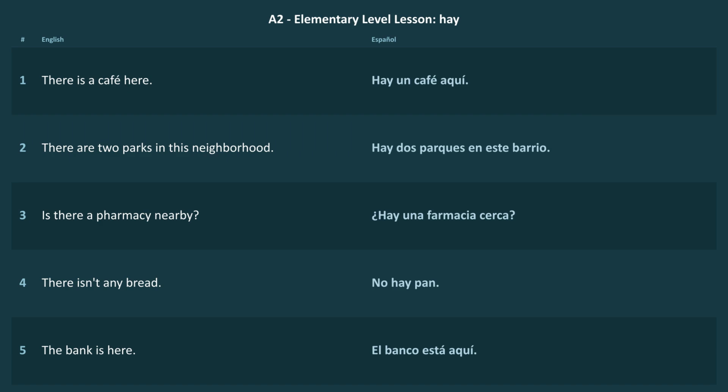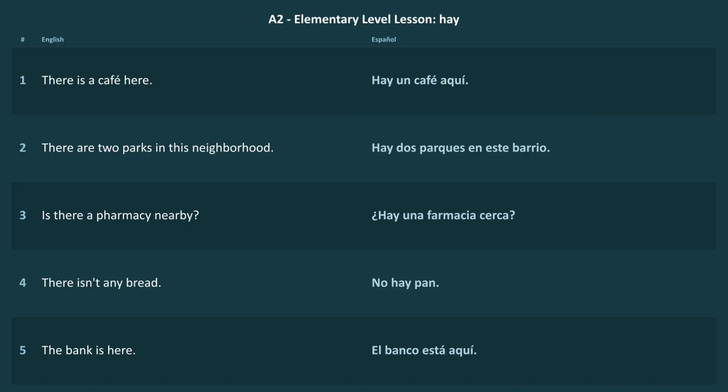No hay pan. No hay pan. Nice. Short and useful. How do you say there aren't any tickets in Spanish? No hay entradas. No hay entradas. Great. And entradas can mean tickets, especially for an event, or starters in a restaurant, so context matters. Spanish likes to keep us awake.